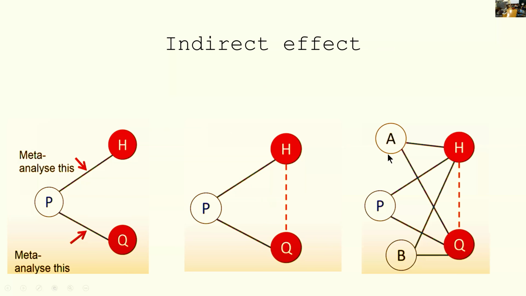Suppose you have multiple other studies which have compared H and Q. You can take an average of this triangle, HAQ. You can take an average of HPQ. You can take an average of HBQ. And you can come up with an average indirect estimate.